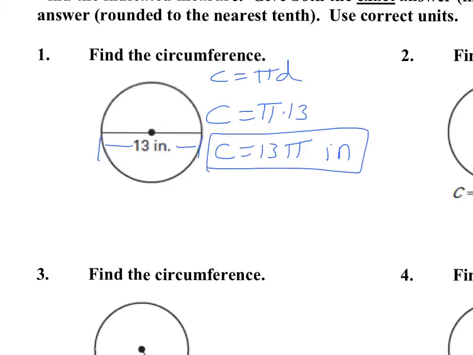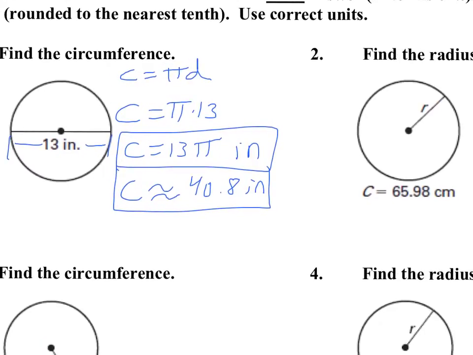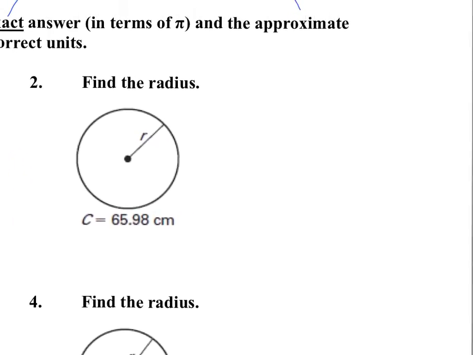Now if I reach for my calculator and type that in, I can round this to one decimal place and I get about 40.8 inches. So the exact answer I listed first, where I did not have to round, but I did leave pi as part of my answer. And then the approximate answer is 40.8, and that's where I did have to round.